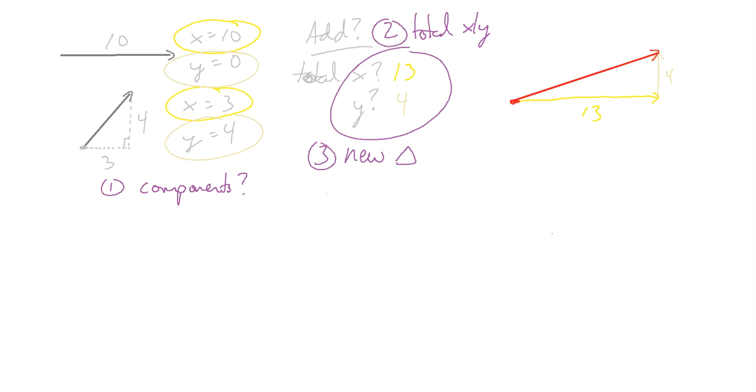Number one, you break them into components, you find the total x, you find the total y, and then you make a new triangle out of it, which leads to the last part, and that's just solve for this, what's the resultant. And that's the basic idea behind putting vectors together with components. Okay, find the components, put the total x together, put the total y together, use those totals to make a new triangle, and then you got your answer.